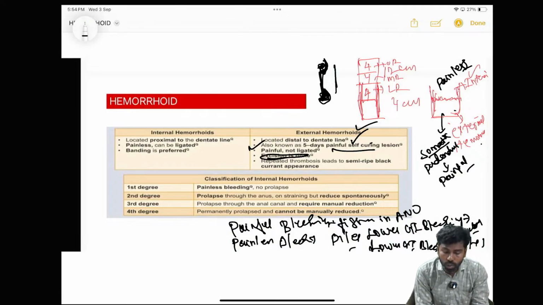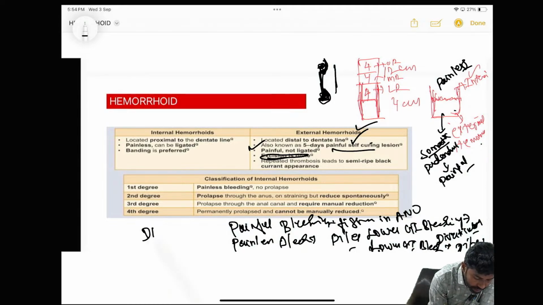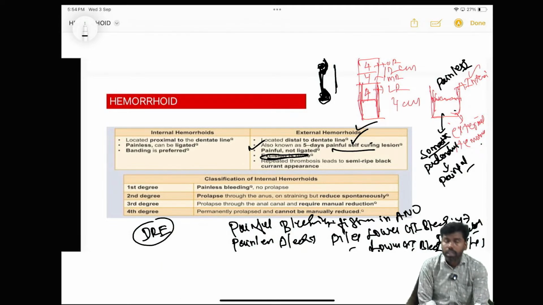Presentation is painless, right? So what do you do? You have to do the DRE, digital rectal examination. They will ask this as an MCQ. In digital rectal examination, what are all the things you can examine? Which finger will you use? You will use the index finger.